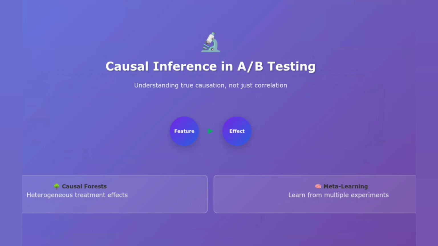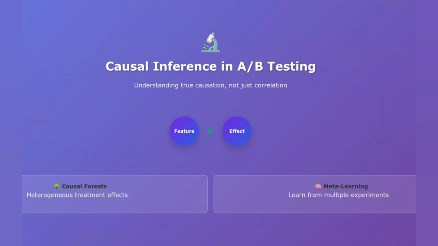They can identify heterogeneous treatment effects, discovering that your new feature helps new users but hurts power users, or works great on mobile but poorly on desktop. This granular understanding is impossible with traditional A/B testing. Another powerful technique is meta-learning for causal inference. These algorithms can learn from multiple past experiments to better estimate causal effects in new tests. They understand that certain user segments consistently respond differently to UI changes, pricing tests, or content variations.